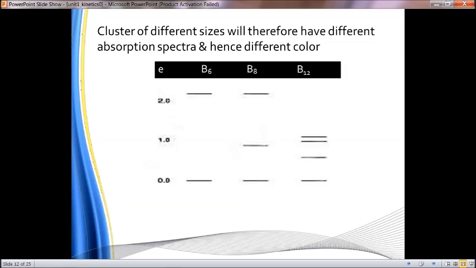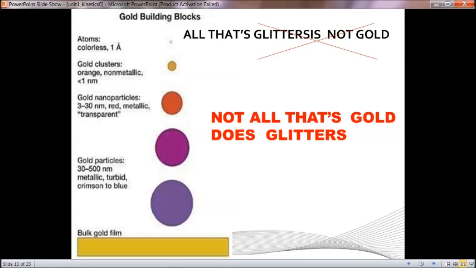Based on the electron emission, there is energy emitted over there because of population inversion. The discrete energy levels have been created. Because of this difference in discrete energy levels, the color changes and the property also changes. That's given over here. This is the optical property of nanoparticles. The best example is gold.